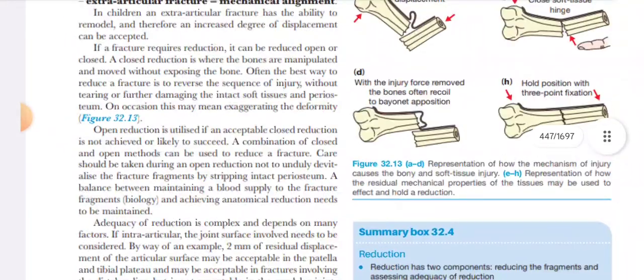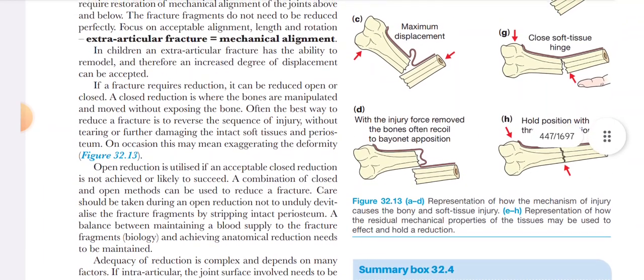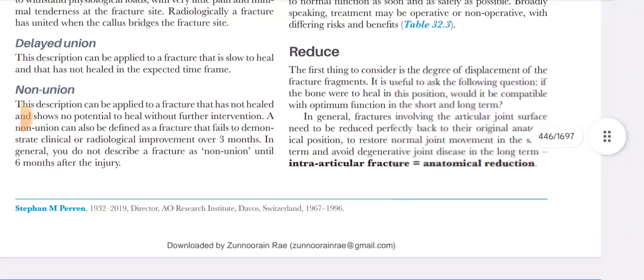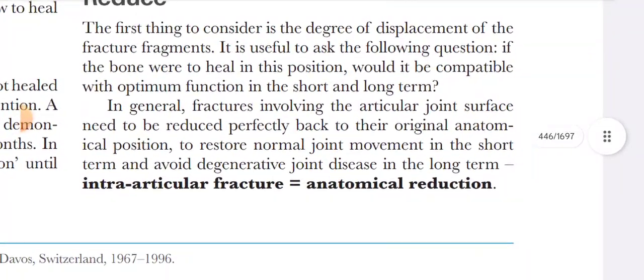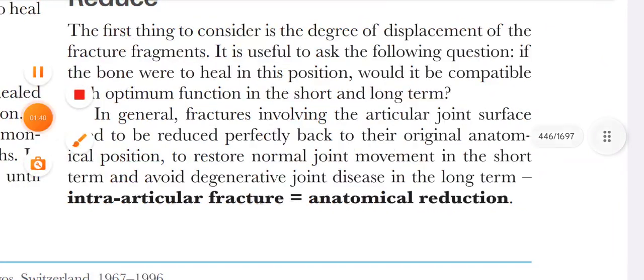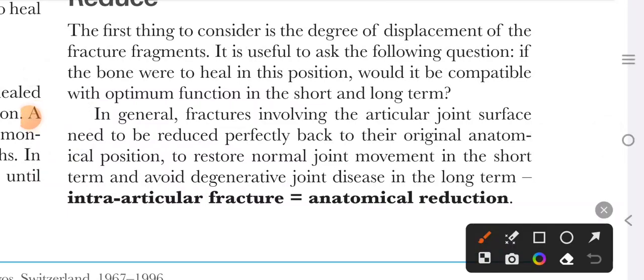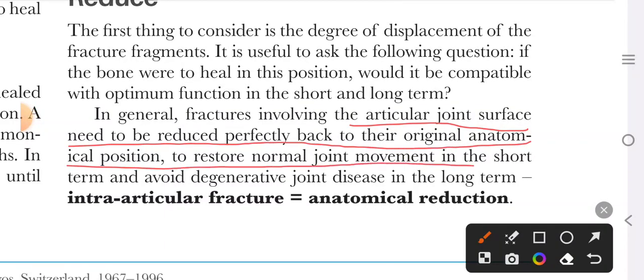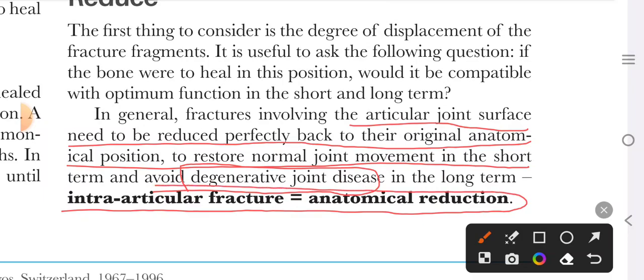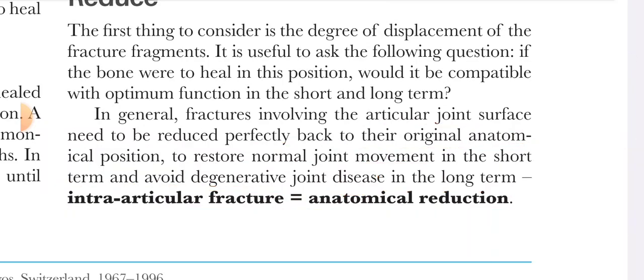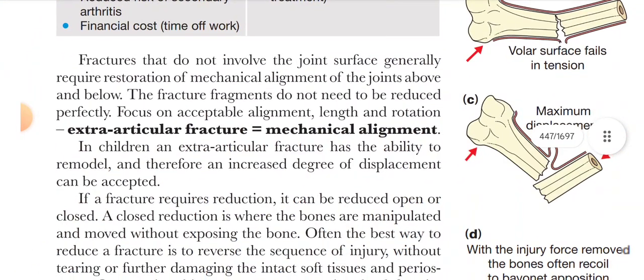An important question is, do we need to reduce all fractures perfectly and anatomically? The answer is no. We only need to reduce intra-articular fractures anatomically, because if we don't restore the smooth joint surface perfectly, with each movement of the joint, there will be friction, and over the period of time, degenerative joint disease will develop. So take home point is, for intra-articular fractures, there should be anatomical reduction. And for extra-articular fractures, only mechanical alignment is needed.